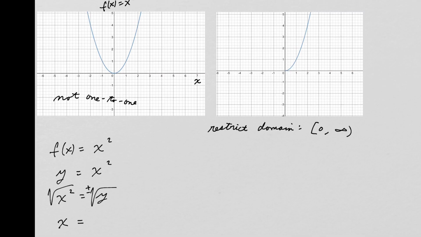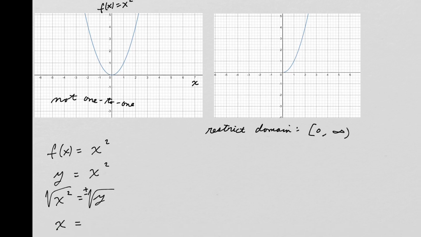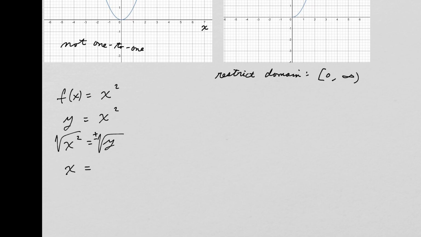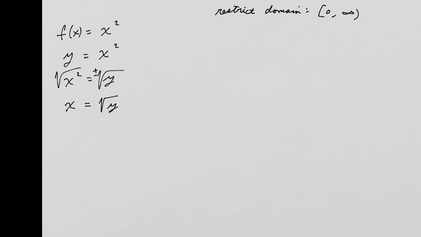So the question is, which one do I choose? And that depends on how I restricted my domain. So if you look, I'm in the first quadrant, right? So if the x is positive, I also want my y to be positive. So it must be, in this case, the plus. Right, so I can just call this radical y. Now you switch variables. So x becomes y and y becomes x. And that new y is your inverse.